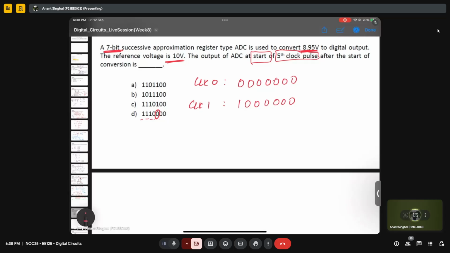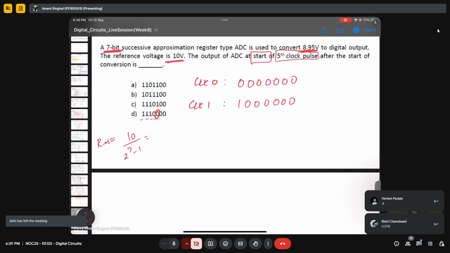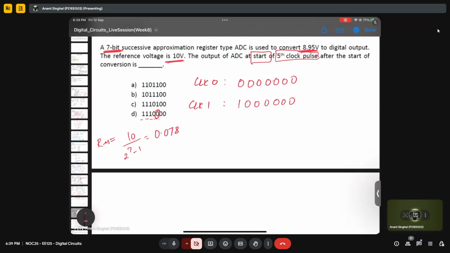Okay. I need to calculate the resolution. Can I even tell what is the value of resolution coming? So it should be 10 by 2 raised to 7 minus 1. 0.8 cannot be the answer because it should be 0.078. So I'll check this now. This should be 2 raised to 6 times 0.078, which is 5.03, and it is less than 8.95. So we'll keep 1.